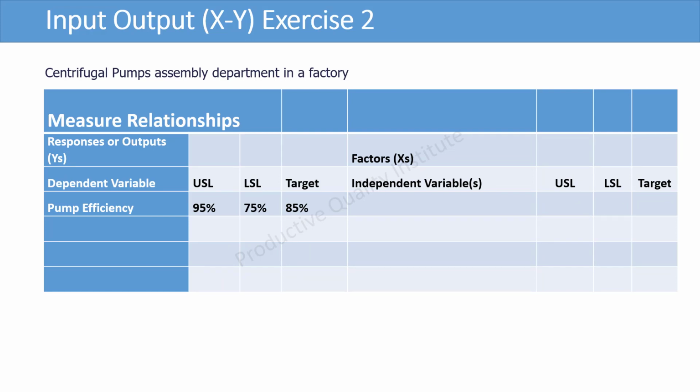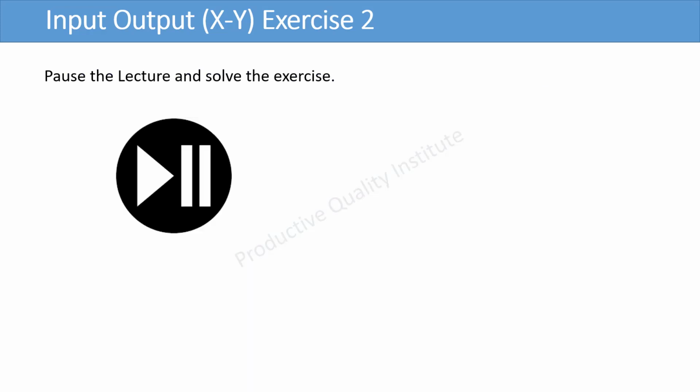Consider the centrifugal pumps assembly department in a factory. The output, or the dependent variable, is the pump efficiency, with USL of 95%, LSL of 75%, and target of 85%. For such output, we need to know the inputs, or factors, independent variables. Please pause the lecture and solve the exercise.